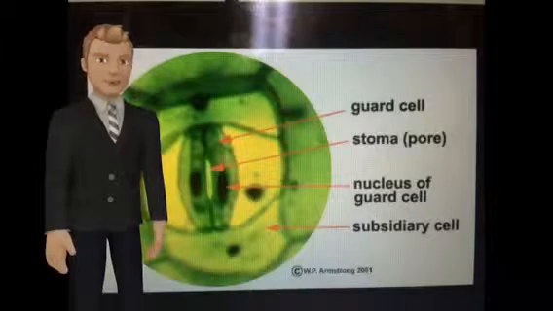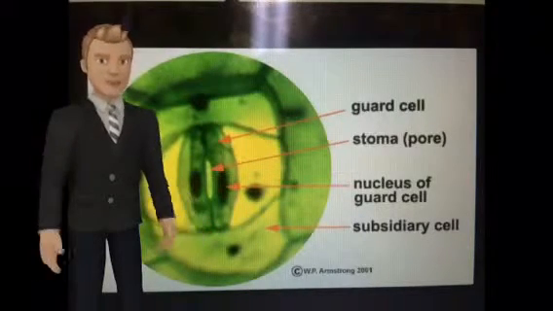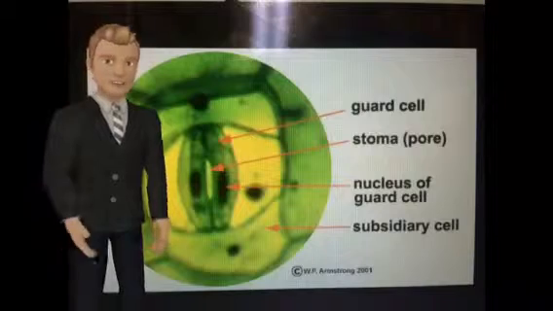Hello, my name is Tyler and today we are going to learn about guard cells and their primary functions.